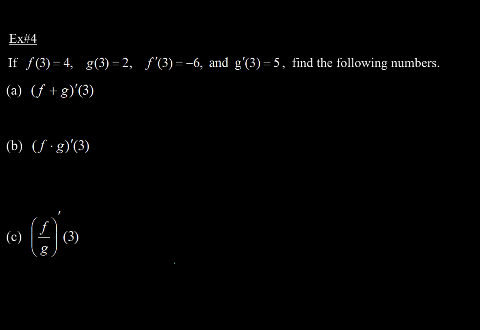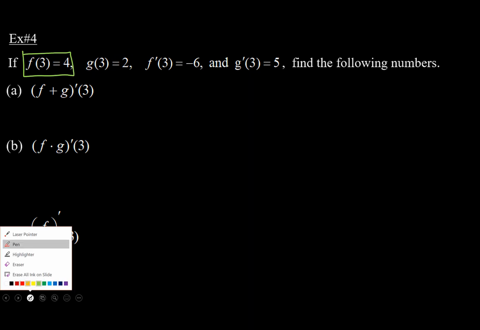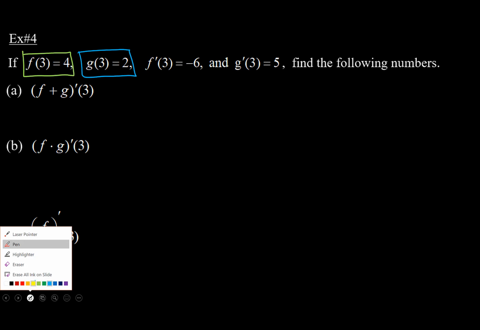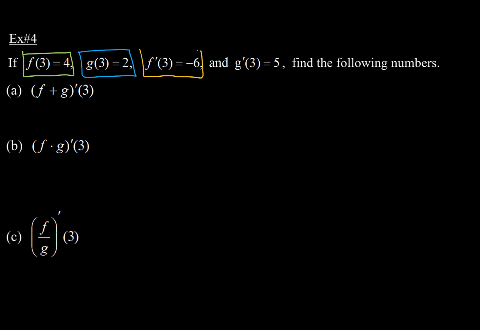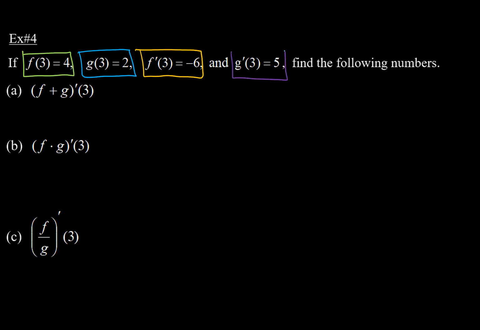Let's do a couple of examples using just some numerical things. So let's lay down the rules. I've got f of 3 is 4, g of 3 is 2, f prime of 3 is negative 6, and g prime of 3 is 5. And let's find the following numbers. And actually, I'm going to color code those super quick here. So the first one's green, next one's blue, one after that's going to be orange. And let's go ahead and use purple. And I hope you can see the difference between these.